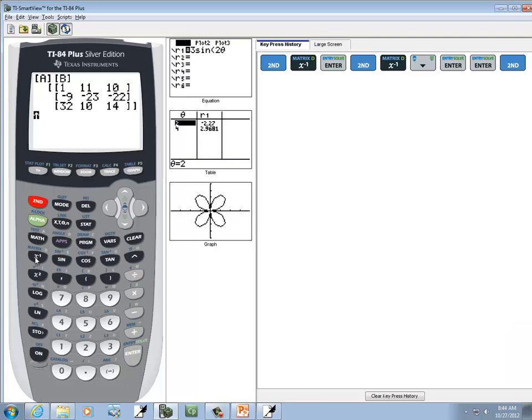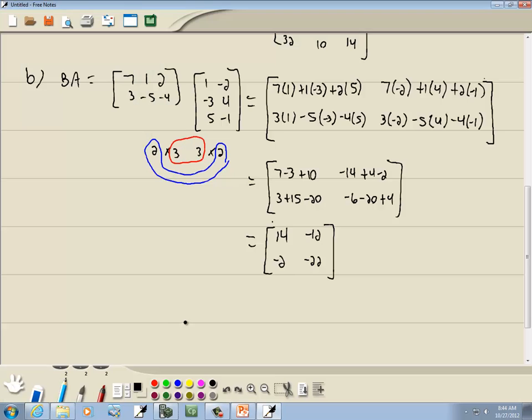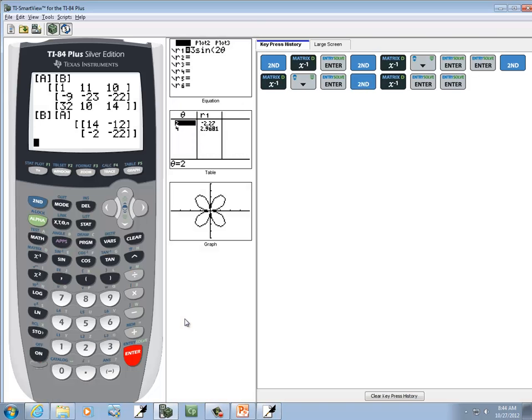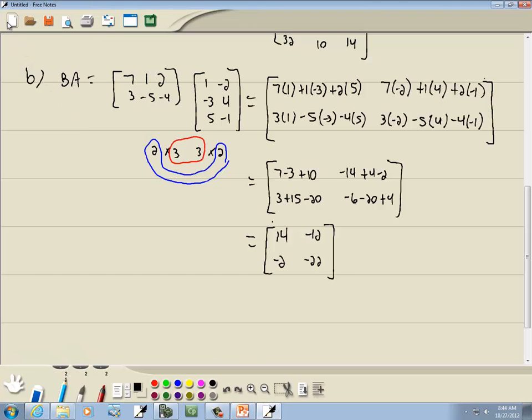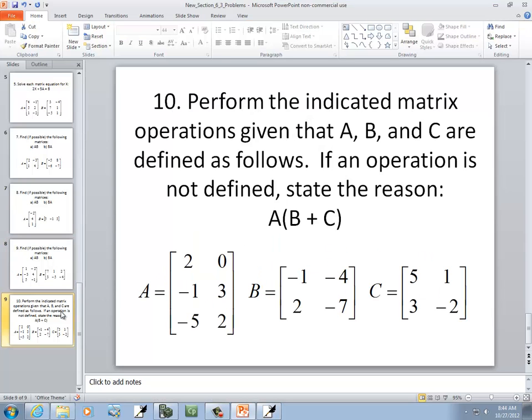So I'm going to go in my matrix menu, down arrow to B. Go back in my matrix menu, enter on A, enter. 14, negative 12, negative 2, and negative 22. Okay, so that all checks. So far, I've batted 100% on these. I haven't screwed up math yet. Let's look at this last one.